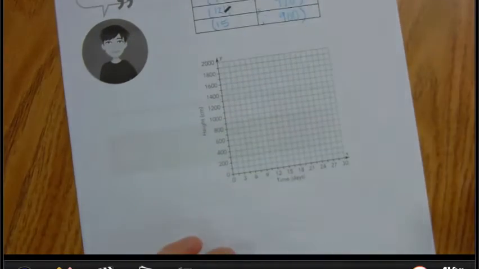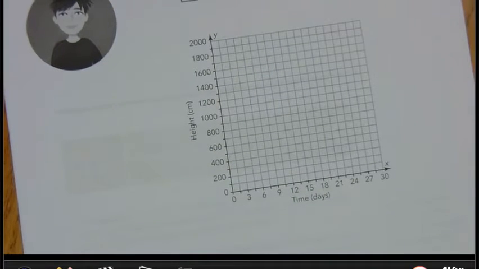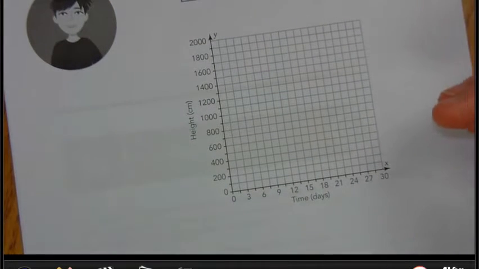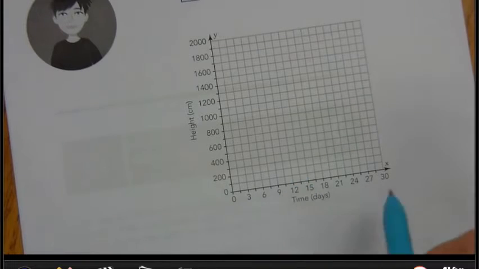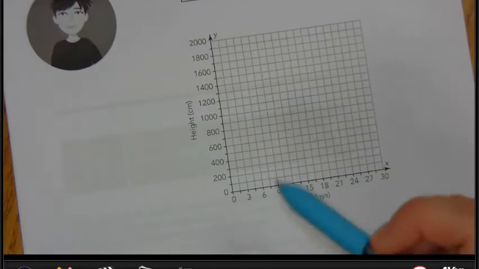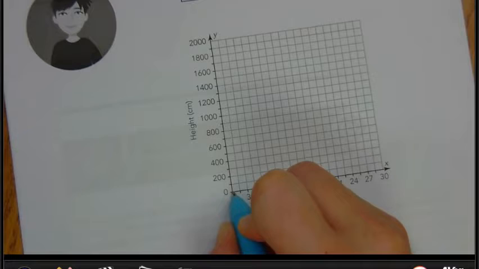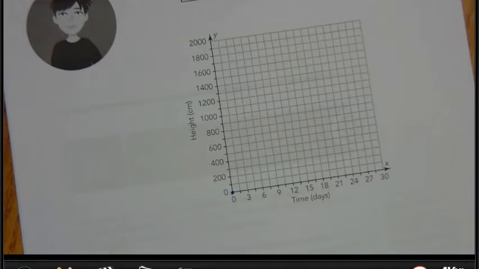Just to give us a quick little refresher and recap, when we plot points on a coordinate grid, we always start with X first, which is our horizontal axis, and then we plot our Y. We start with X and then we move to Y. So our first one is 0, 0. Well, I start here at the origin and I actually don't go anywhere.